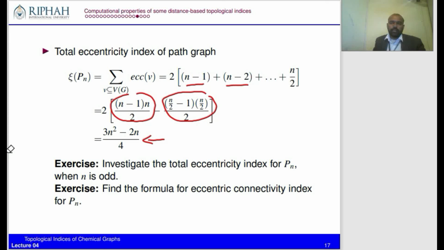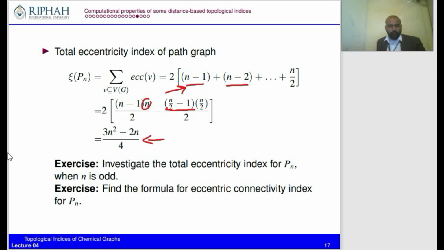Here we use a trick to simplify, because this summation is from half onward. So we take the first summation of n integers, and subtract the summation from 1 to n over 2 minus 1, which is the summation of the first n terms minus the summation of the first n over 2 minus 1 terms, which is exactly equal to this one. After some simplification we get this formula.